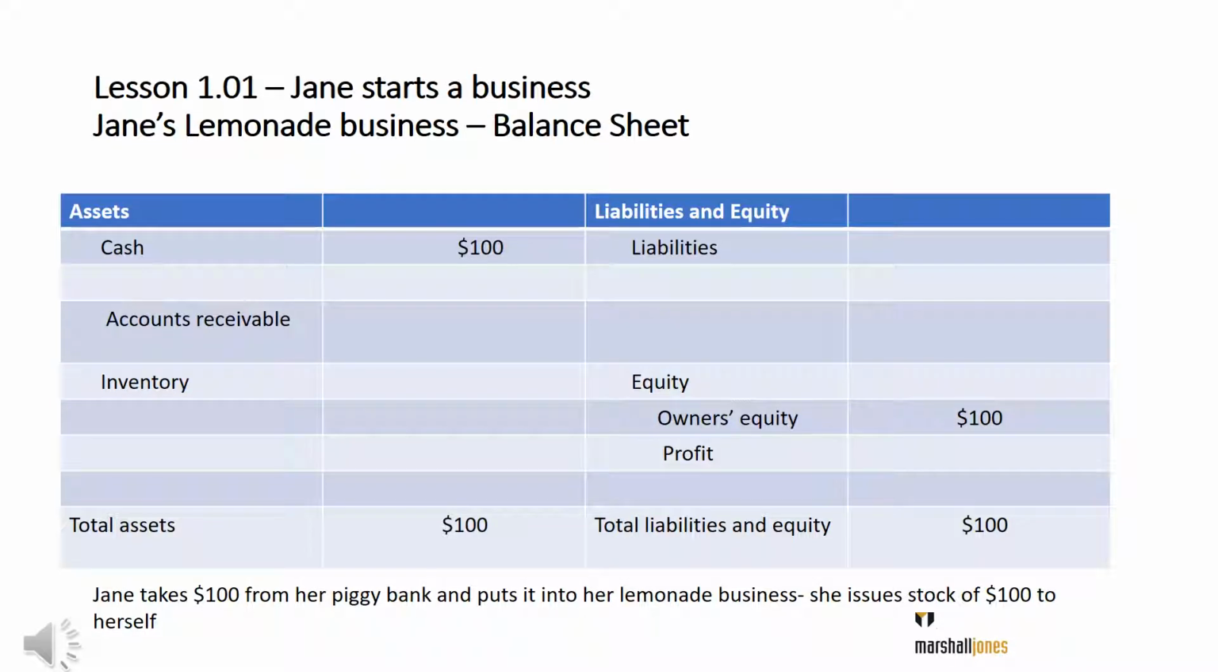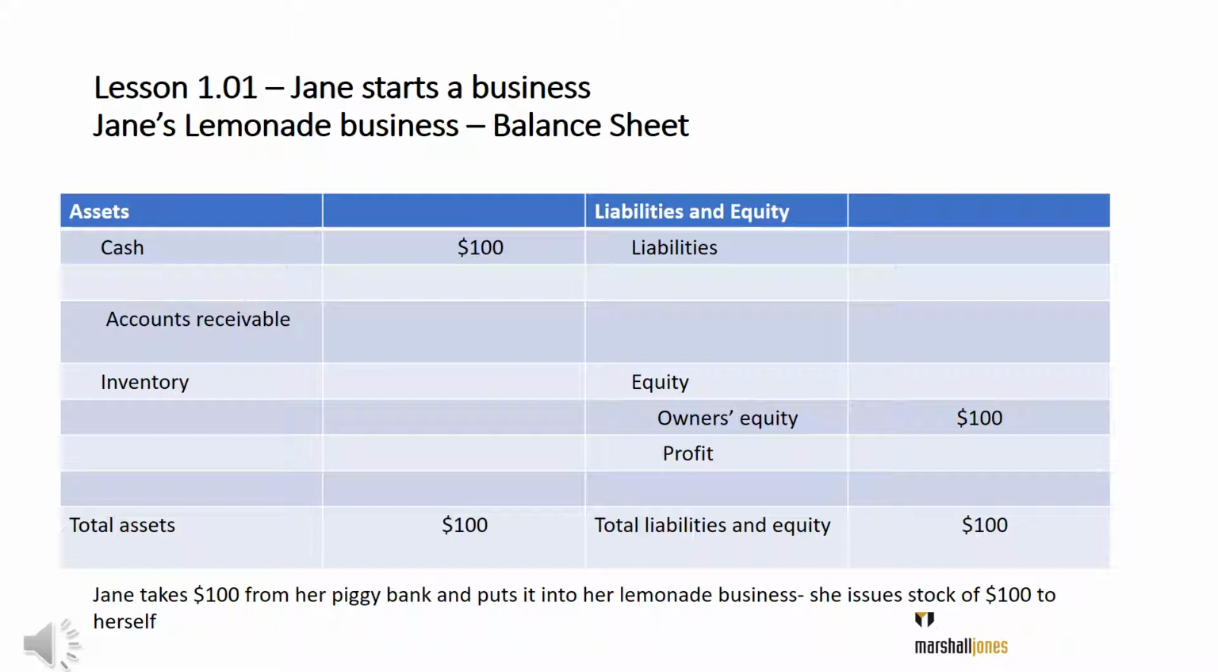Okay, here is the first financial statement that deals with Jane's first transaction. Note that on the left side are the assets. On the right side are the liabilities and equity. This is where the term balance sheet comes into play, because the total assets will always equal the total liabilities and equity.